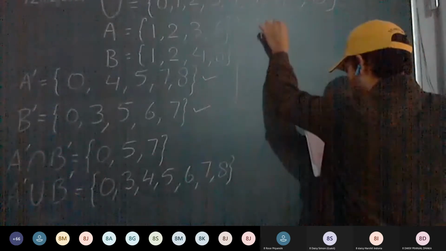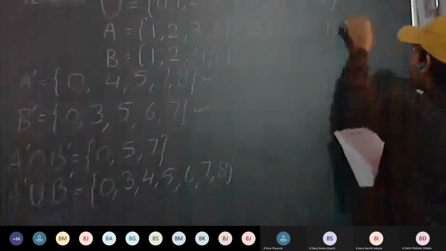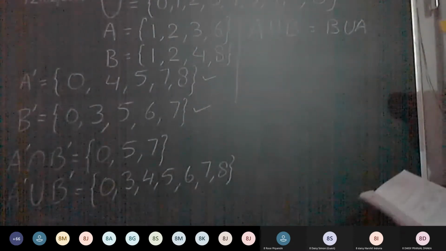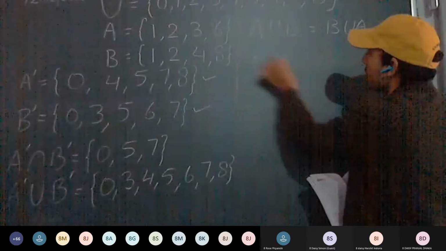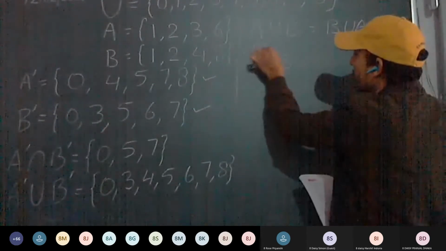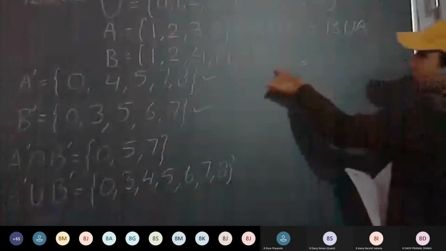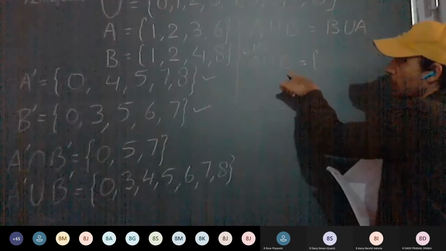A union B equal to B union A. We have to verify this one. So first we'll be doing A union B. We are taking the left hand side. Left hand side we took A union B. A union B means the elements which are present in A or B.